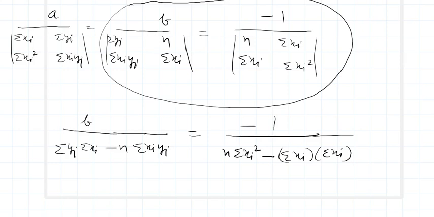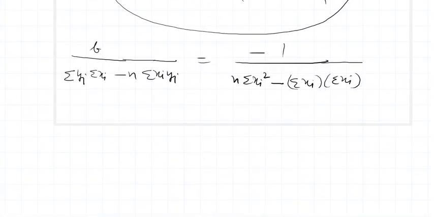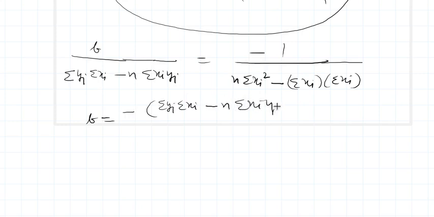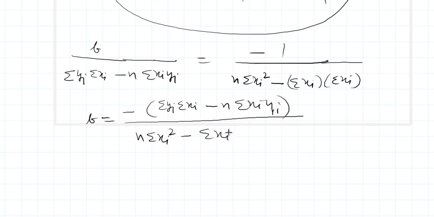So from here I can write down the value of, sorry, not y but b. So b can be written as, this goes to that side, so it is minus summation yi summation xi minus n summation xi yi upon n summation xi square minus summation xi whole square.